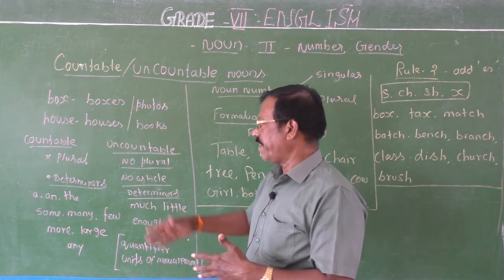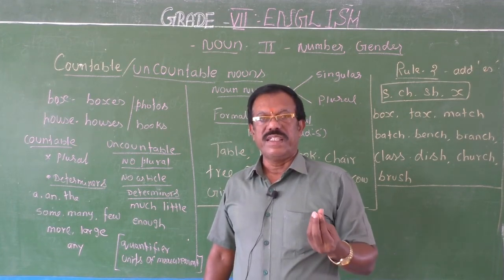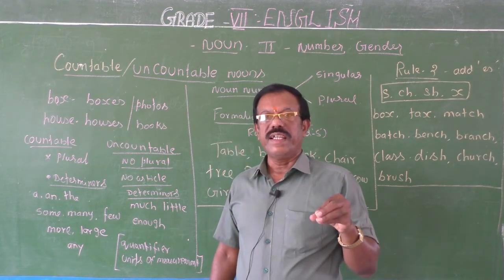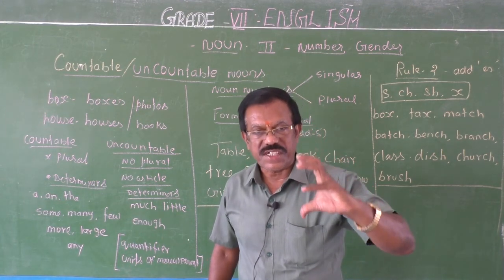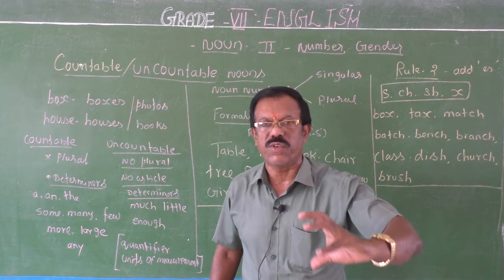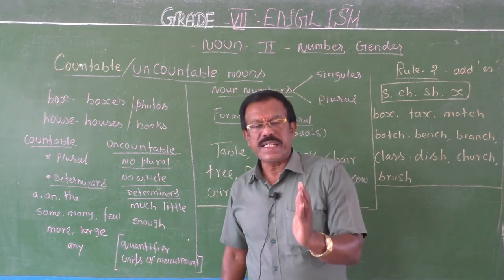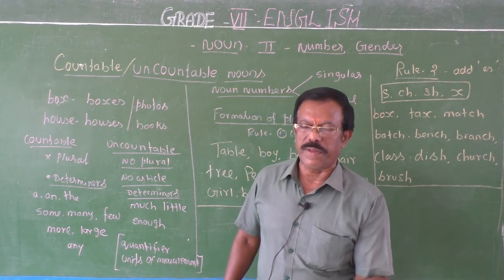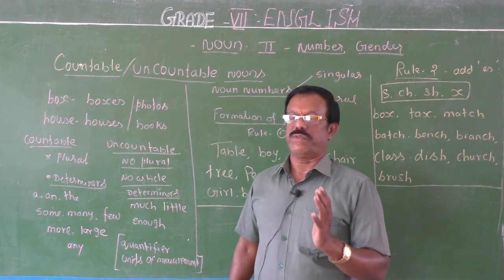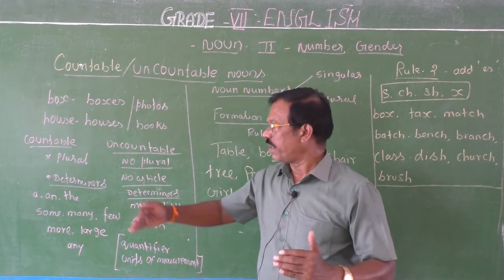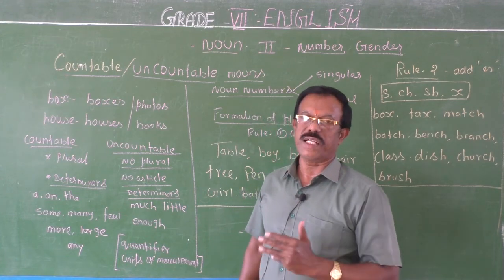Okay, fine. And then determiners. You know that determiners are small words. They are used before nouns. They restrict the meanings of the nouns. They determine the meaning of the nouns. Therefore, they are called determiners. Some determiners are used before countable nouns. Some determiners are used before uncountable nouns. I have listed all the determiners which can be used before countable nouns and which can be used before uncountable nouns.